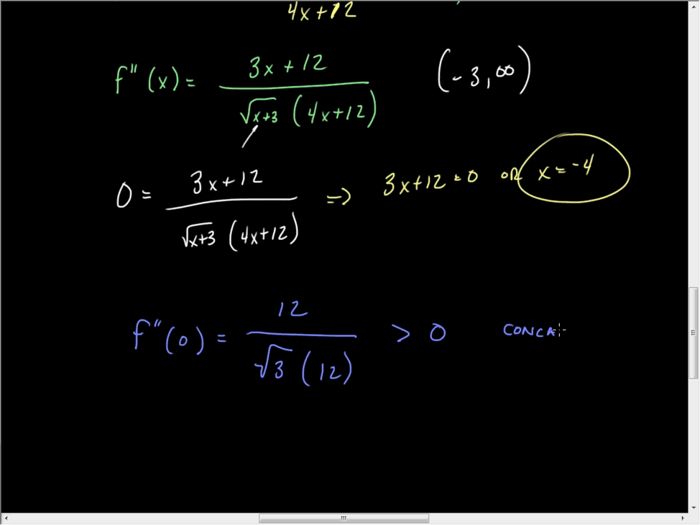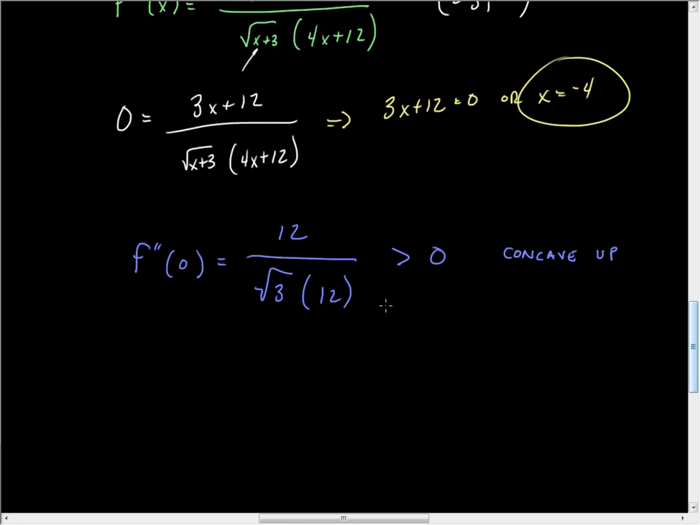Remember, we're just checking the sign. We don't need to know what the actual number is, and that can save you a lot of time. Okay, so let's check: we have no point of inflection. Okay, so we don't have any of those. We are concave up from -3 to infinity. And so this whole thing, no matter what, is going to be concave up.